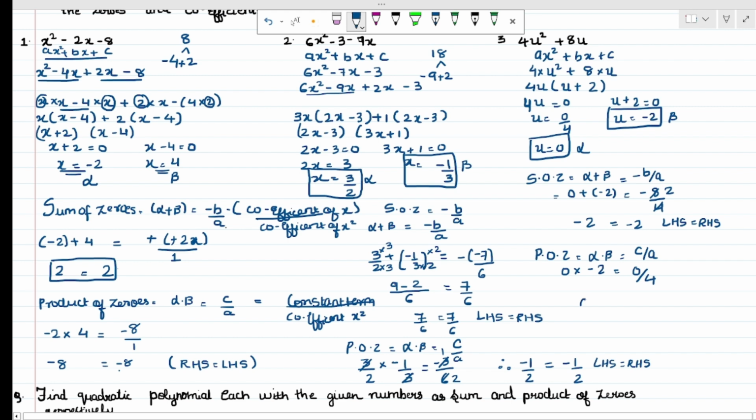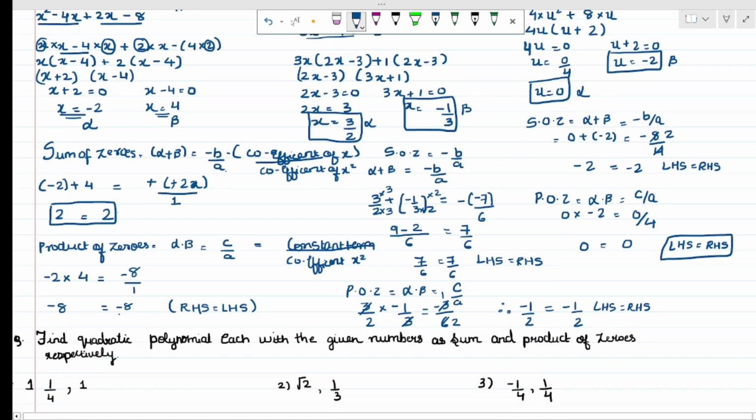So 2 times 0 will also be 0 and 0 upon 4 will also be 0. So my LHS is equal to RHS. Yes, it is equal. That means hence it is proved. Okay, I hope you understand this.